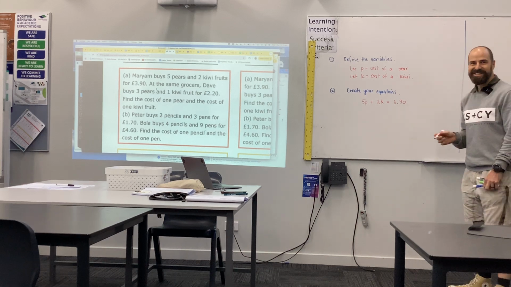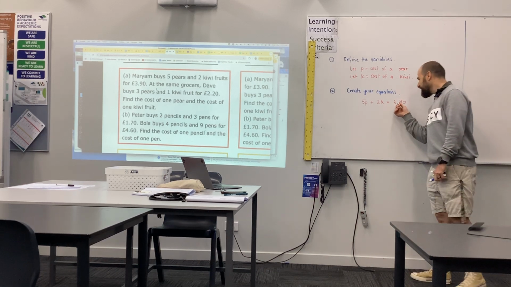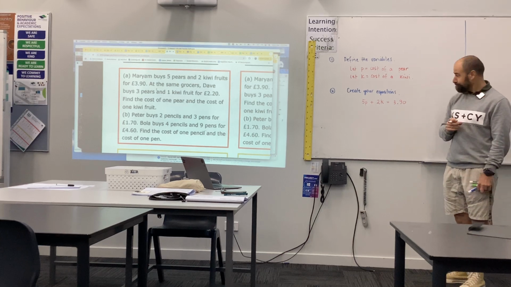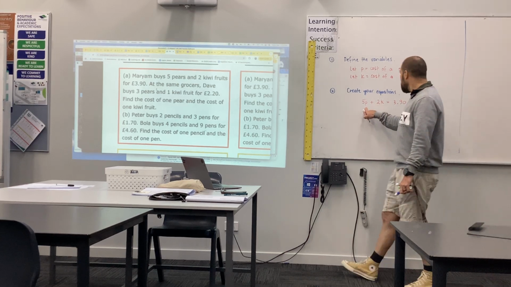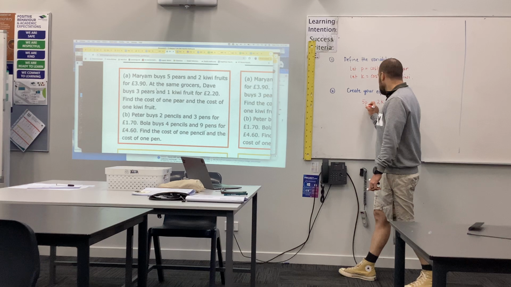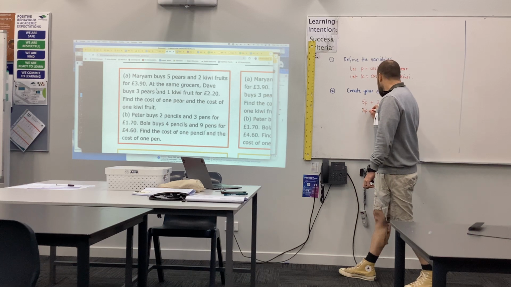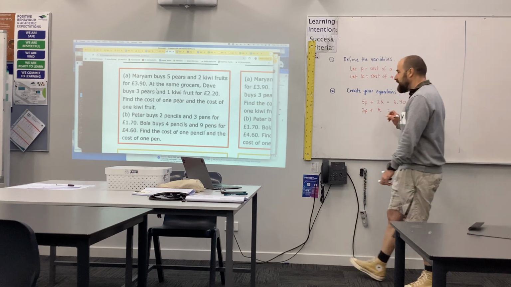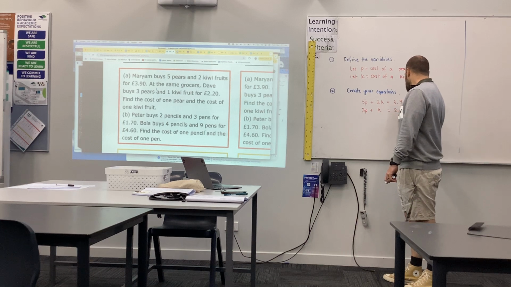Are we sticking with pence? Yeah, alright, cool. £3.90. And we also know that, what was it? 3 pears plus 1 kiwi fruit equals 220.